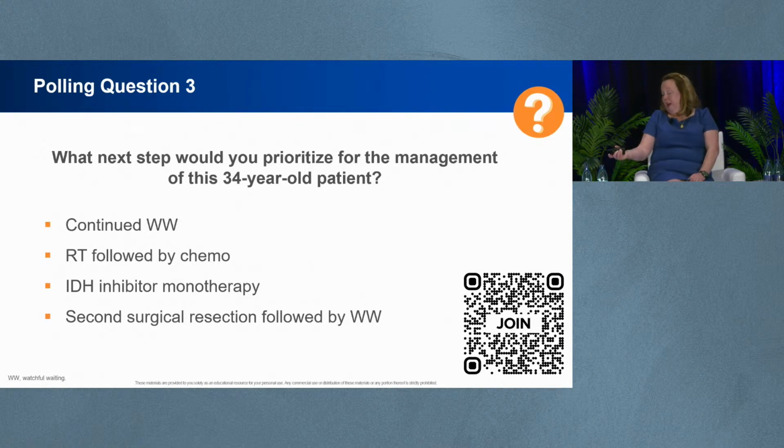We have a polling question. Okay, I get to do the poll now. So this is another poll. What next step would you prioritize for the management of this 34-year-old patient with an oligodendroglioma? Continued watchful waiting, radiation followed by chemotherapy, IDH inhibitor monotherapy, or second surgical resection followed by watchful waiting.